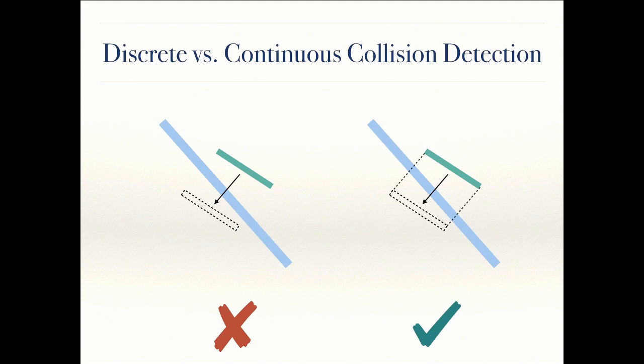But actually, during the time step, in order to get over here, this had to move through this object. So if we only do what's called discrete collision detection, we miss this collision completely because we just see the valid state at the end of the time step.